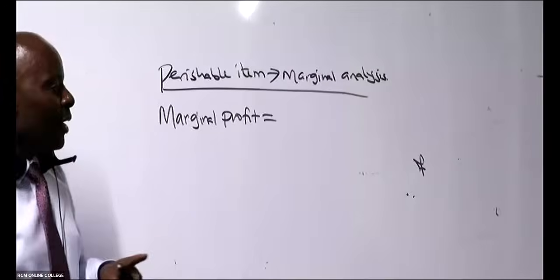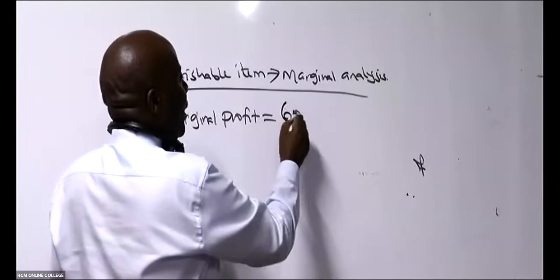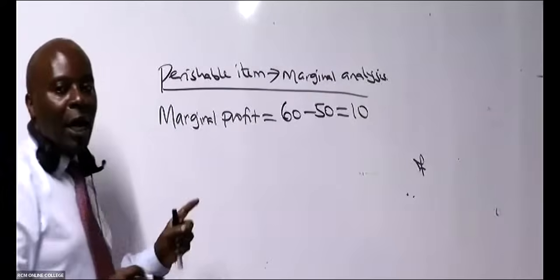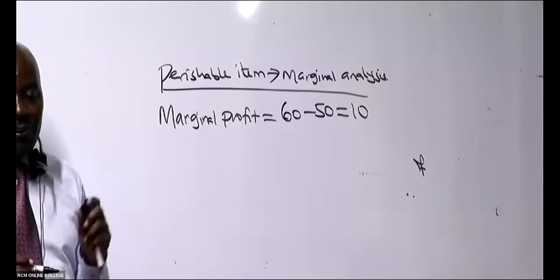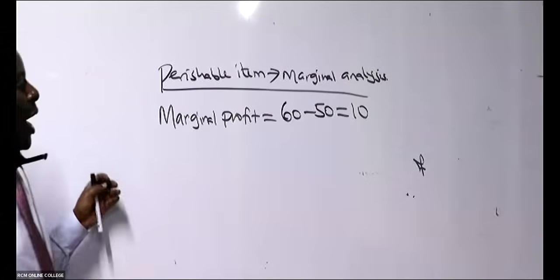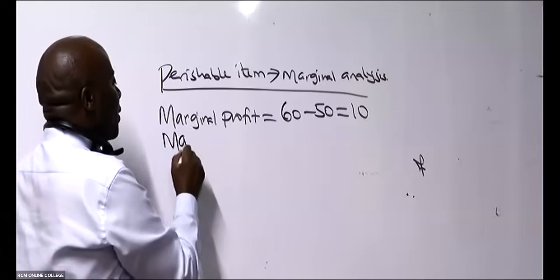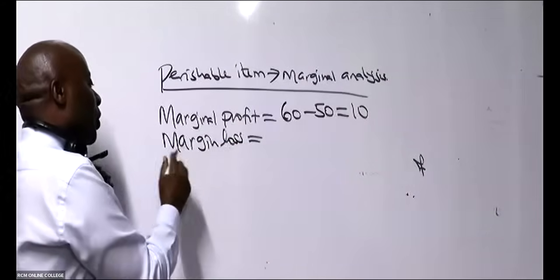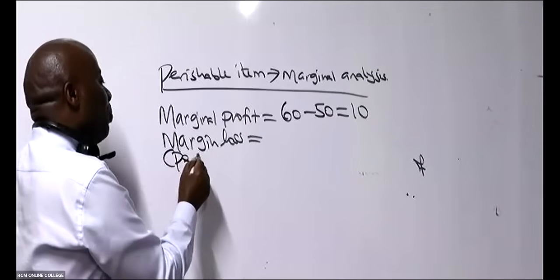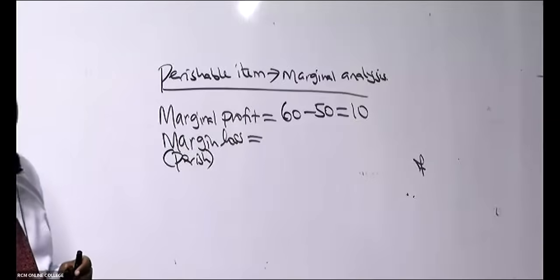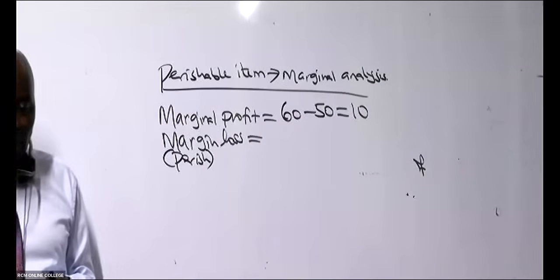Remember, the normal selling price will be 60 minus the buying price of 50, which will give me 10 bob. That is marginal profit, profit per unit. How about marginal loss? Marginal loss means that he has been unable to sell them and they have perished. Is there somebody who can give me the figure of marginal loss?